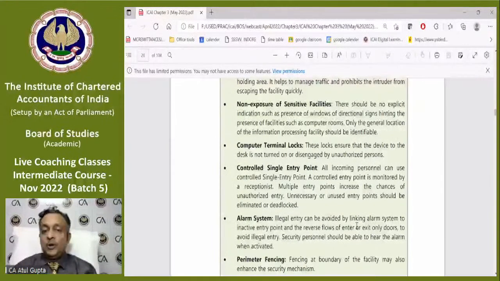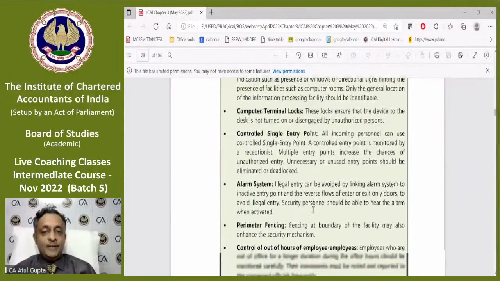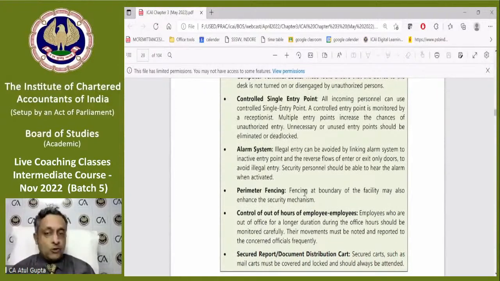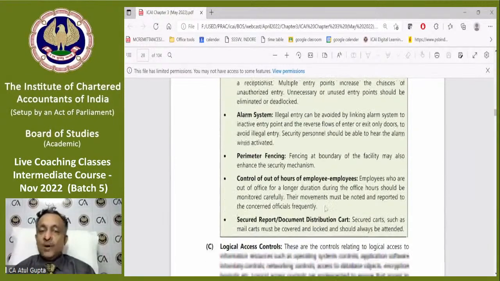Then computer terminal lock. It is very, very important. There is a key, and if you insert the key, then only you can switch on your desktop. So it ensures that the right person uses the right system. Then control single entry point, to ensure that there is no misuse of that entry point. Alarm systems, we have talked about this. We talked about water alarm, fire alarm. Then perimeter fencing, a boundary across your physical working location.